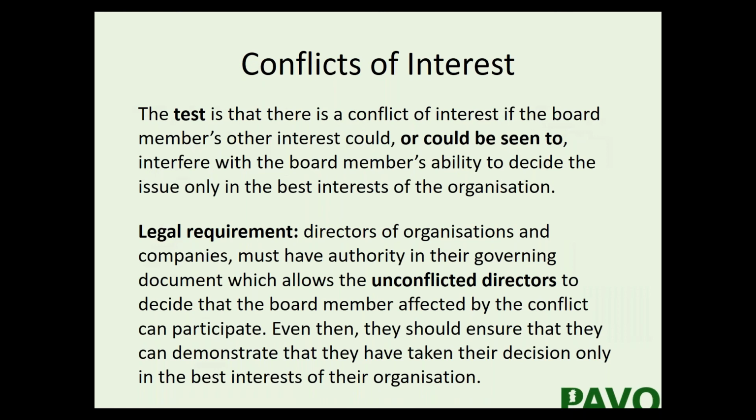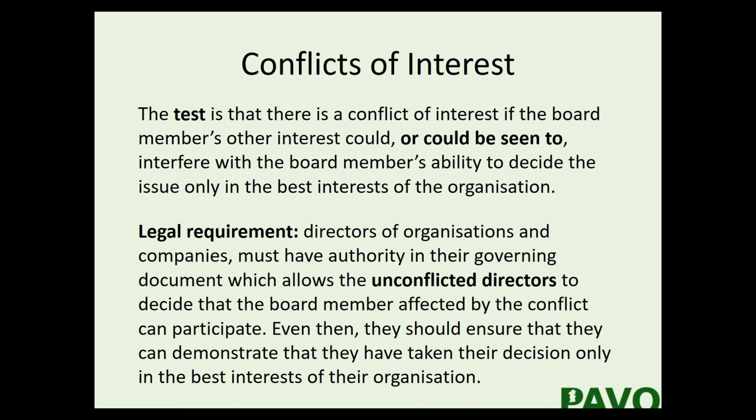So where are we going with this? The test, what does it look like? There is a conflict of interest test. To a certain extent, the test is that there is a conflict of interest if the other board members' interest could be seen to interfere with the board members' ability to decide the issue only in the best interest of the organisation. So are you making that decision, and are you being seen to make that decision based upon its merits, or are you being influenced by an outside influence, whether that be an influence that gives you a personal benefit or a conflict of loyalty elsewhere?